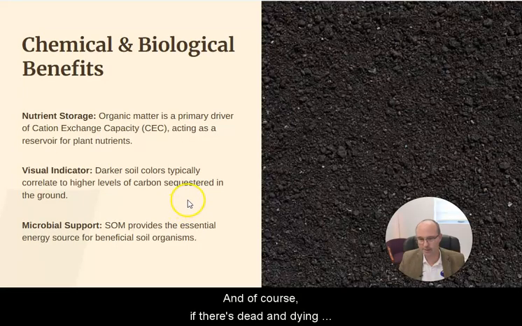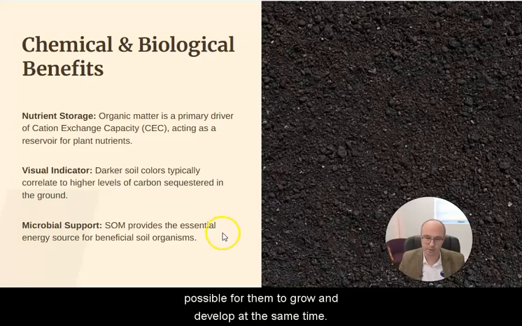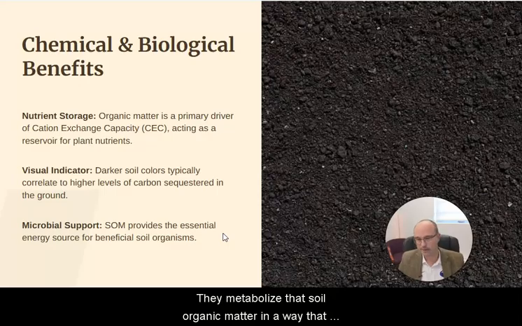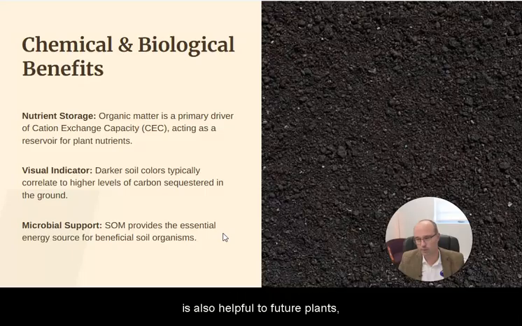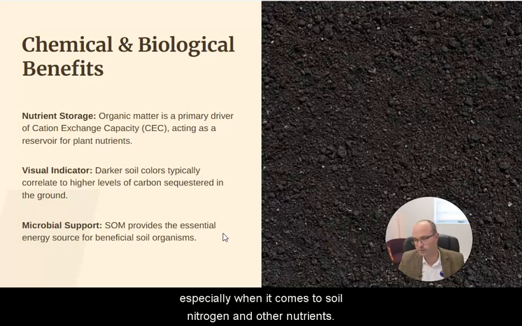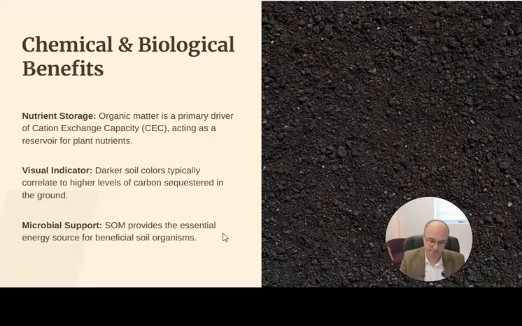And of course, if there are dead and dying materials, that's the food for many microorganisms and makes it possible for them to grow and to develop. At the same time, they metabolize that soil organic matter in a way that is also helpful to future plants, especially when it comes to soil nitrogen and other nutrients.